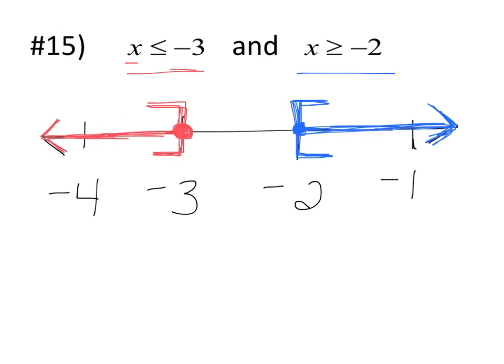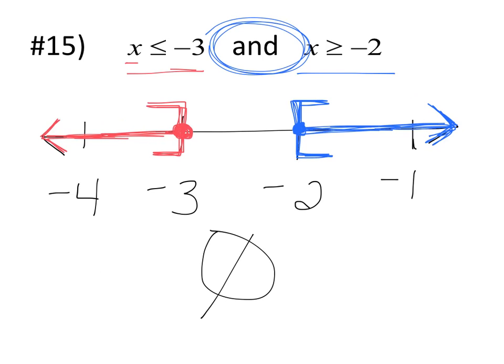Now, where do our graphs overlap? Well, they don't overlap. And because it's an and, they have to overlap somewhere. So if they don't overlap, then our answer here is just a big fat no solution. Because they don't overlap anywhere. So there's no solution for this graph, because in order for there to be an answer, we would have to have them overlap.